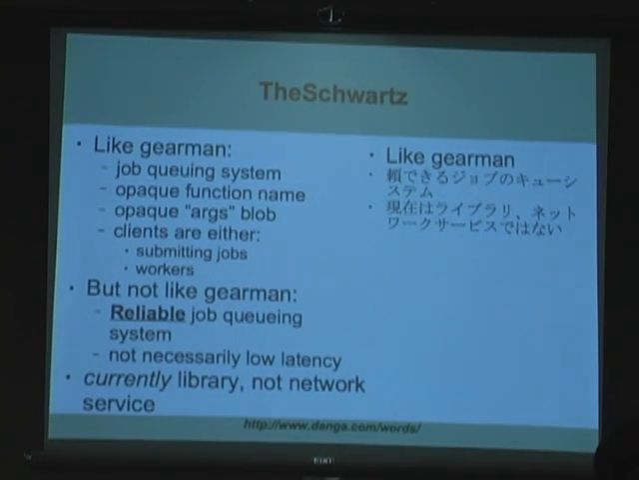So between the Schwartz and Gearman, this is how we deal with all of our things that don't happen inside of Apache. And sometimes we use them both together, which I'll talk about. So this is currently a library. It's not a network service. It probably will be a network service in the future as well.